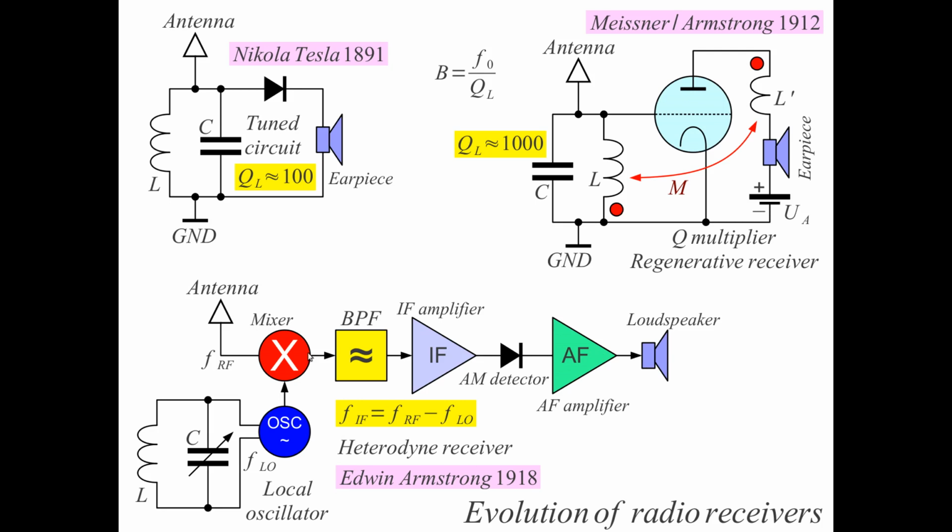Of course, the heterodyne receiver, or as Armstrong called it, superheterodyne, because some other guy already used the term heterodyne. This was a patent issue, actually. We call it today a heterodyne receiver. Why heterodyne? Because the local oscillator frequency is different from the radio frequency.